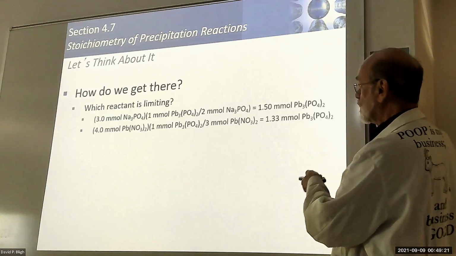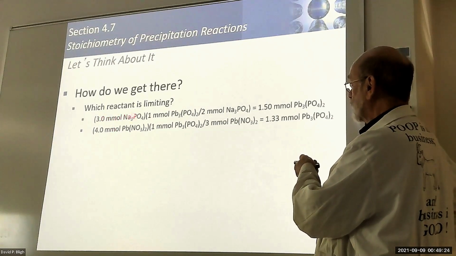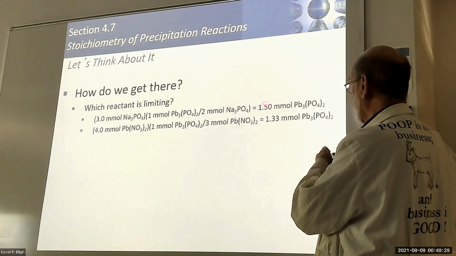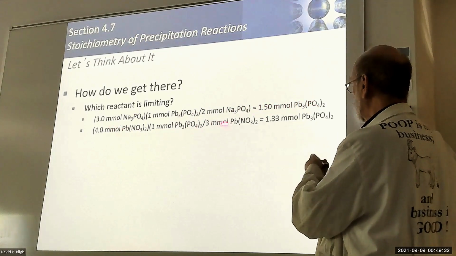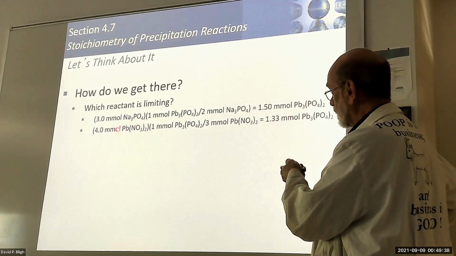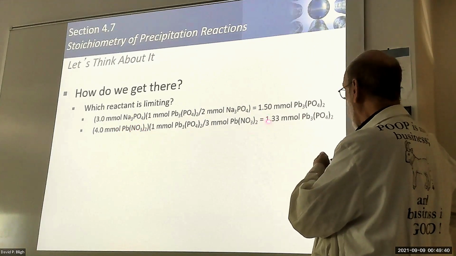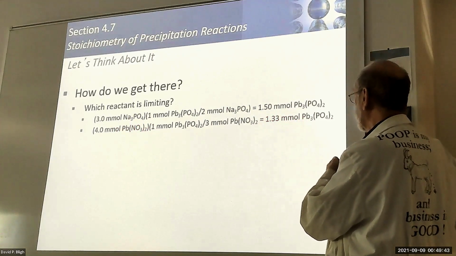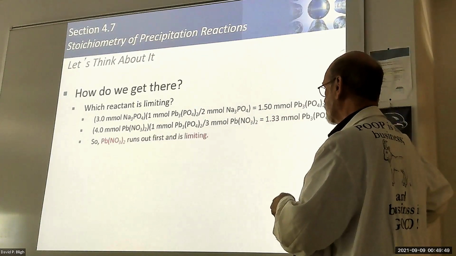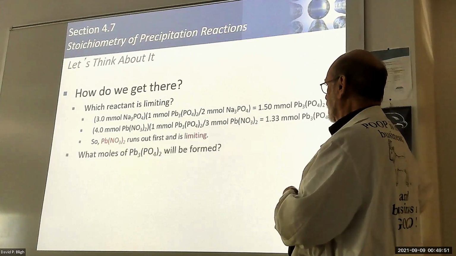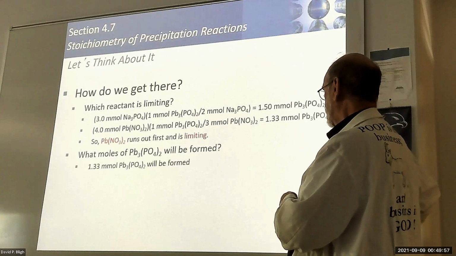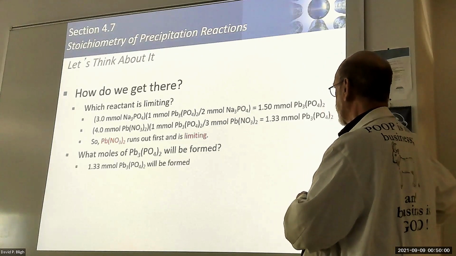Okay, so here's where we do our conversion, right? This one converted all the way to lead 2-phosphate will form 1.5 millimoles. This one will only form 1.33 millimoles. So that compound is the limiting one right there. And this is all you're going to get out of it, 1.33 millimoles. So that's how many millimoles of that solid are formed.